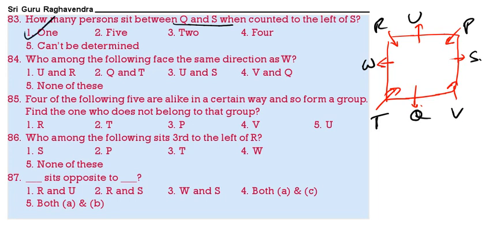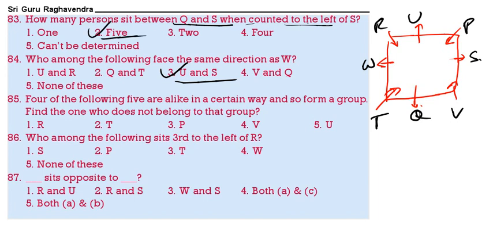Who is facing the same direction as W? W is facing outside. U and S are also facing outside. Now when you count to the left side of S, sorry, I told this one wrong. When you count to the left side of S, this is S. Left side of S means you have to count the right side of S. 1, 2, 3, 4, 5. So there are 5 persons. 2 is the correct one.